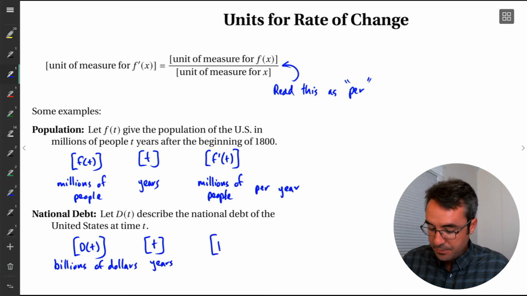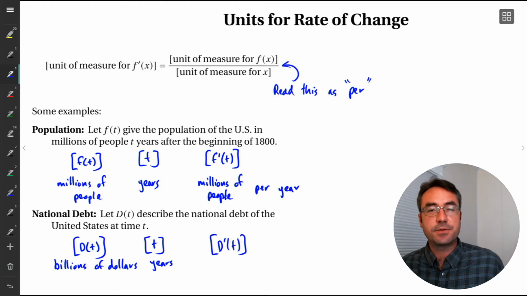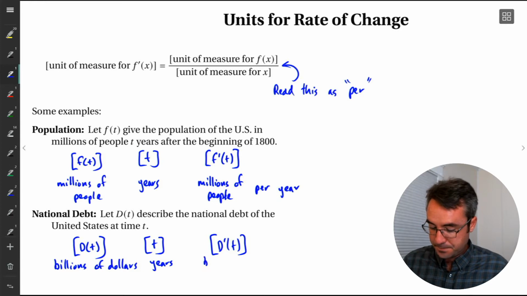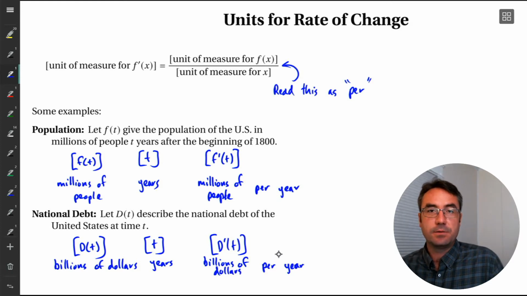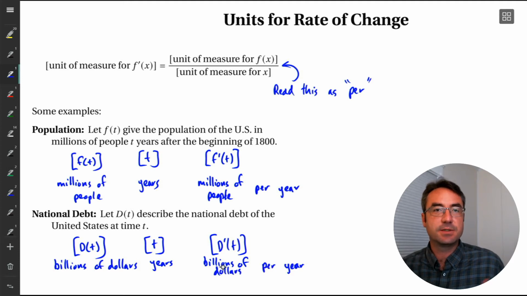And then d prime, what would be the units for d prime? Well, this would be billions of dollars per year. Or if you wanted to, you could have a little division symbol here. But a lot of times, because it's more of a word problem, we would say billions of dollars per year. That's how we would write our units here.